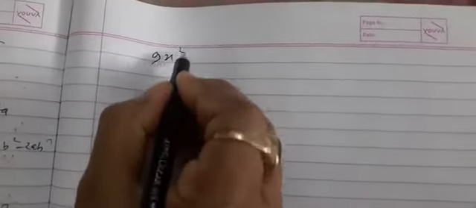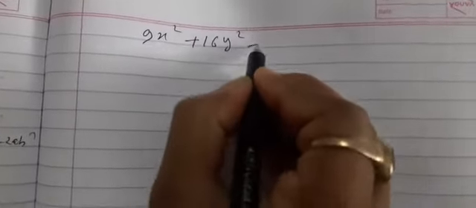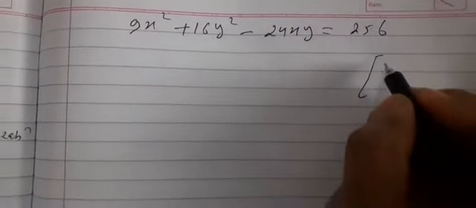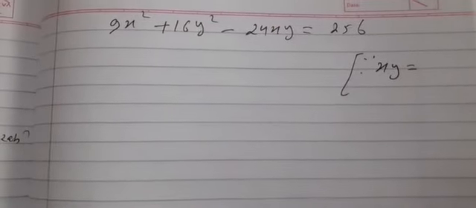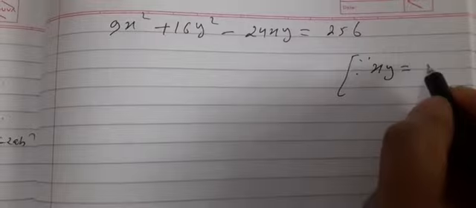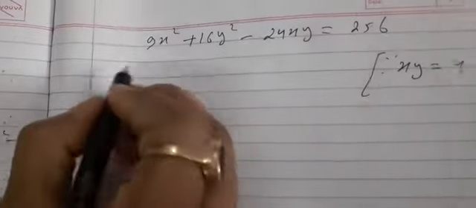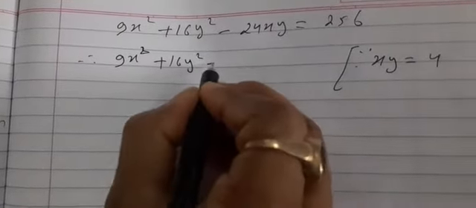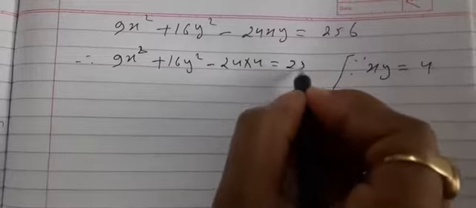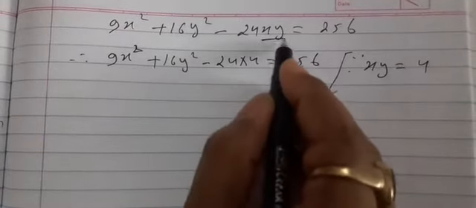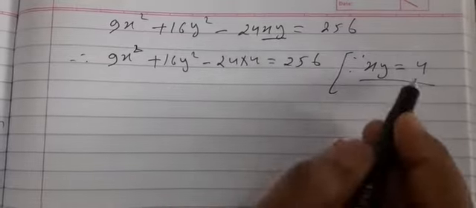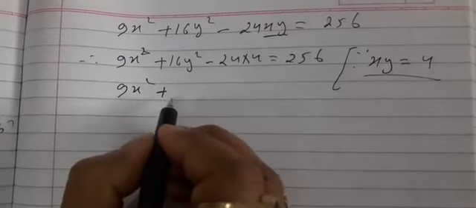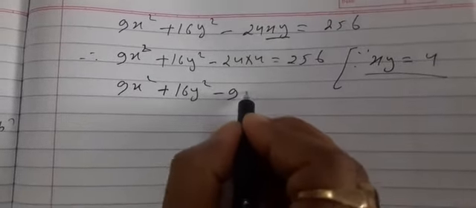This is our equation: 9x square plus 16y square minus 24xy is equal to 256. Since xy is equal to 4, which is given, therefore 9x square plus 16y square minus 24 into 4 is equal to 256. See, I have replaced xy by 4. Now it is 9x square plus 16y square minus 96.